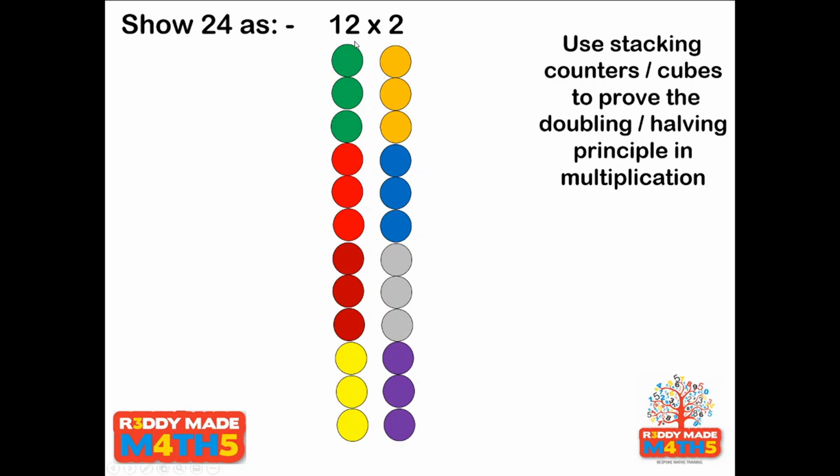But we can still see we've got 1, 2, 3, 4, 5, 6, 7, 8. We've still got 3 multiplied by 8, but it's now in 2 lines of 12, or 12 multiplied by 2. And as we're going to see now, that theory can be applied to any set of numbers.